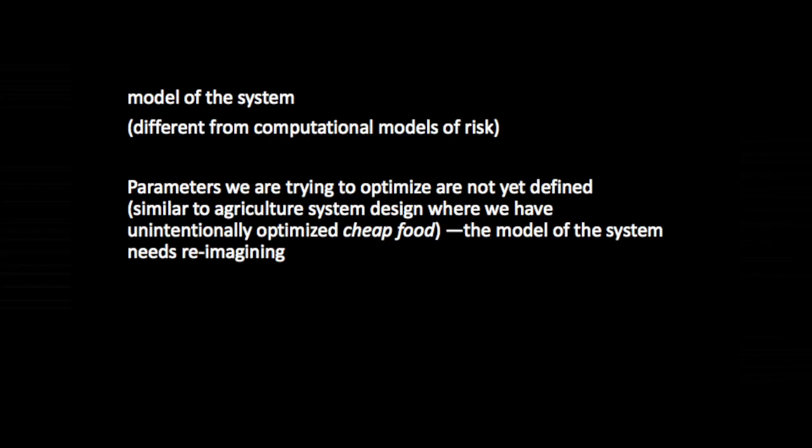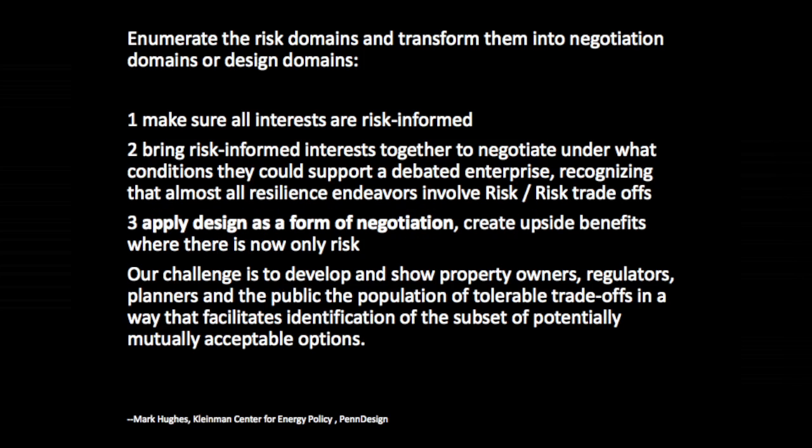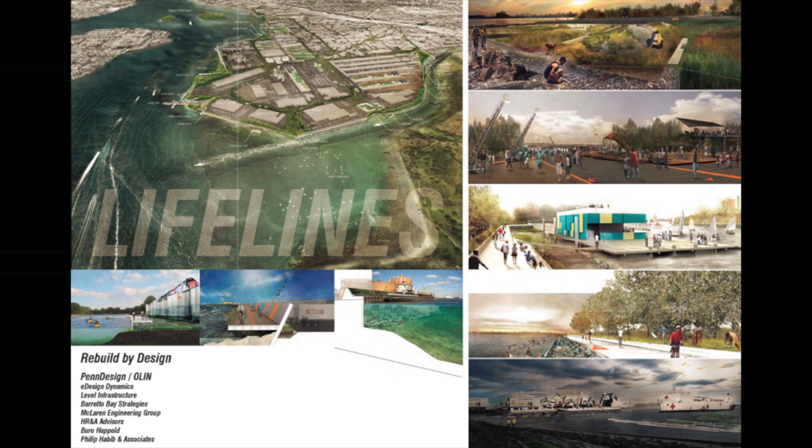I'm going to leave you with one example of changing the model of the system, thinking about how the parameters that we're trying to optimize, or that people generally think we are trying to optimize, are not yet defined. And so there's a moment now to really define those. My colleague Mark Hughes, on whom I rely for many of these ideas, talks about how you can enumerate the risk domains and then transform them into negotiation domains or into design domains. And you can apply design as a form of negotiation.